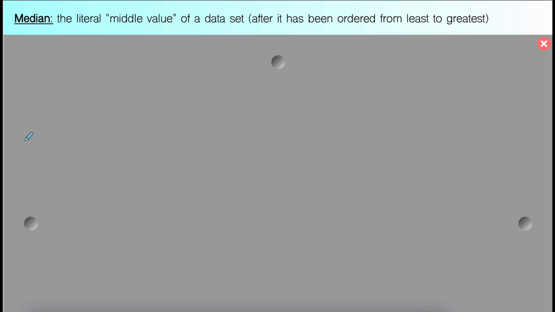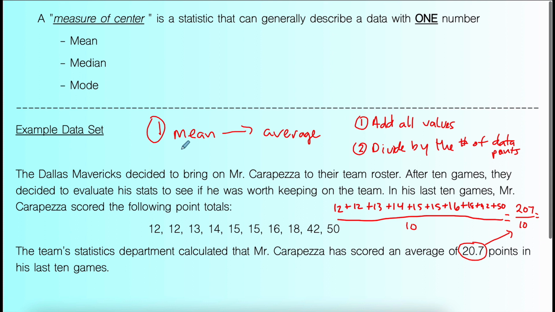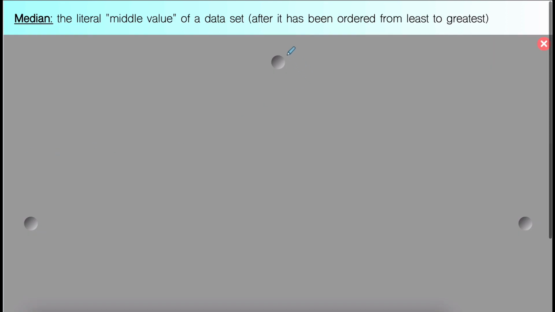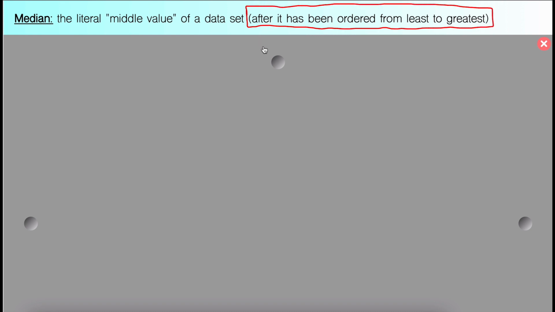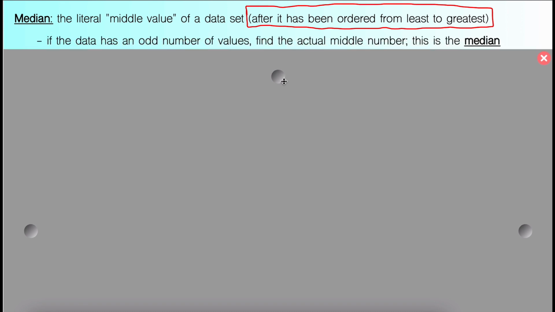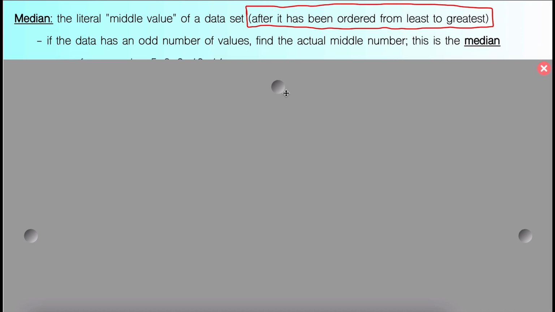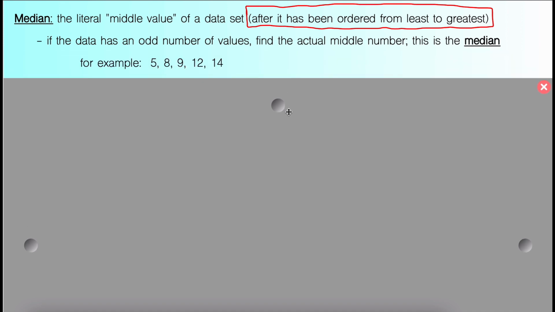So if you went to my points scored, I would try to figure out what number is literally smack dab in the middle. The biggest thing, which is written here, but I'm going to box it off in red, is that the data must first be ordered from least to greatest before you try to find the middle value. So the first step is you have to order the numbers from least to greatest. And then one of two things will happen.